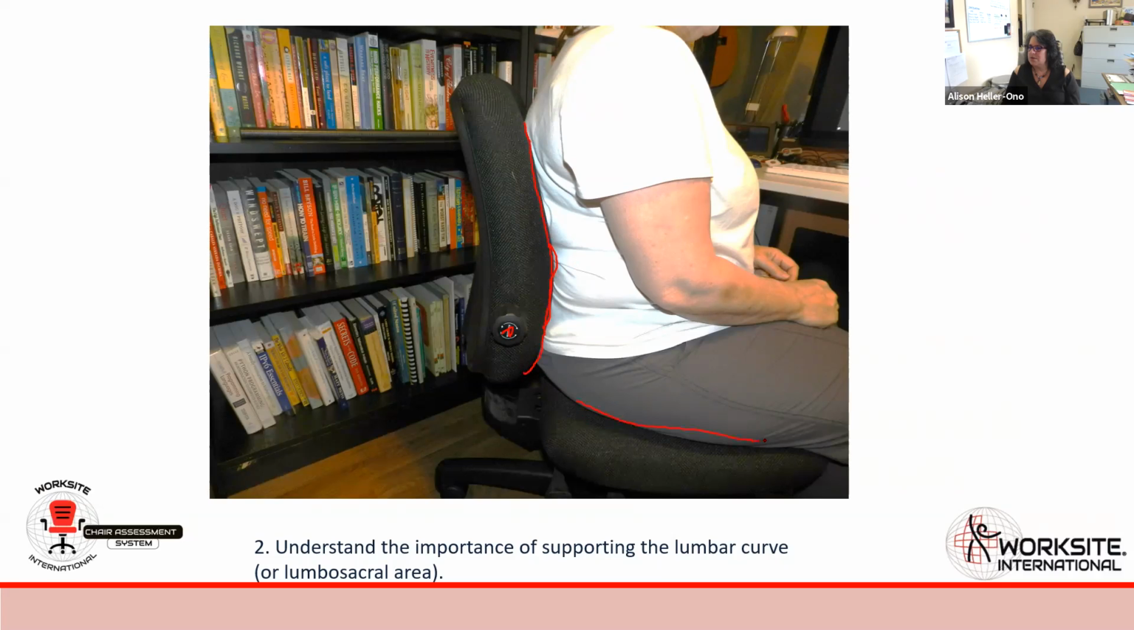Weight distributed between the buttocks and the thighs, and about 2 to 3 fingers space available behind the knee and between the front of the chair. All right, so understand the importance of supporting the lumbar curve or the lumbosacral area.